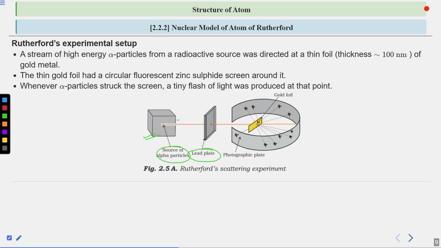Now, behind this gold foil, or you can say around this gold foil, we have this photographic plate which is called fluorescent zinc sulfide. Remember, this is the same fluorescent zinc sulfide that can glow when hit by a charged particle. Now we know that helium-2 plus is a charged particle. So if these alpha rays hit this fluorescent zinc sulfide, then it would glow, and hence it is acting as a detector. It is detecting where the alpha particles are hitting after striking this gold foil. So this was the experimental setup of Rutherford.